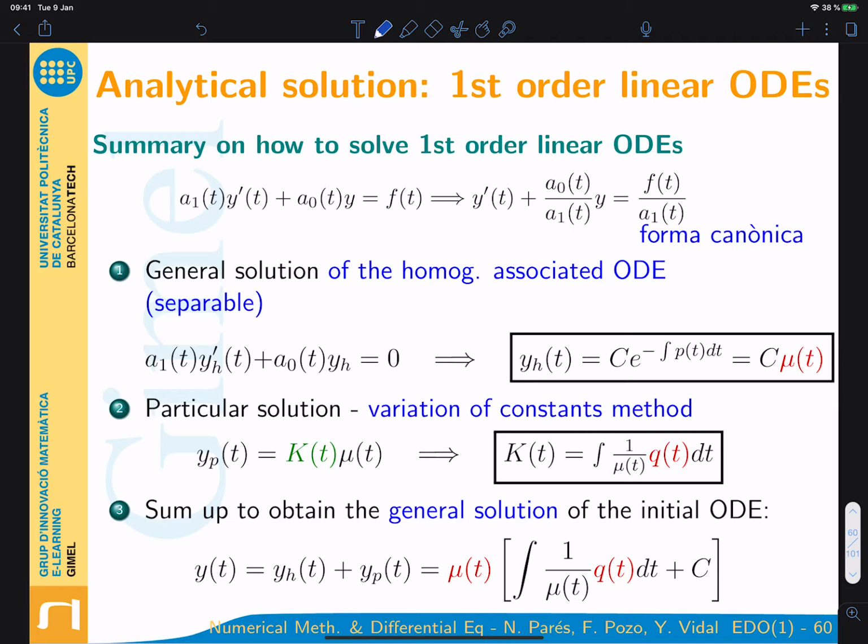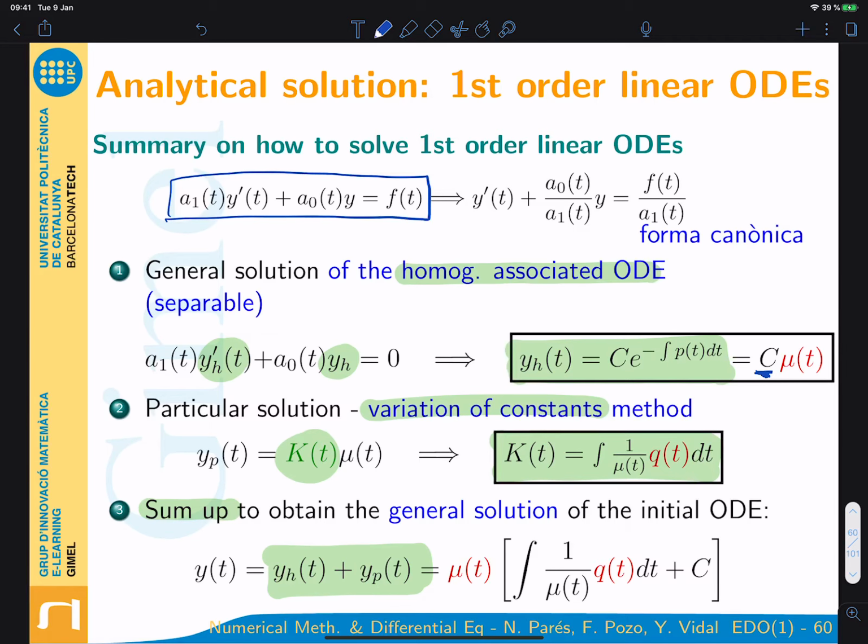So finally, a summary on how to solve first-order linear ODEs is: first, compute the general solution of the homogeneous equation. It will always look like this. Then find a particular solution of the non-homogeneous equation, the initial equation, using the variation of constant method, and you will find the value of k that you need to use here instead of the constant value c that you are using in the homogeneous. And finally, you will sum up yh plus yp in order to get the general solution of the initial ODE that we were trying to solve, which was this one. So at the end, you will find the general solution that will depend on c, one constant, as it is a first order ODE.